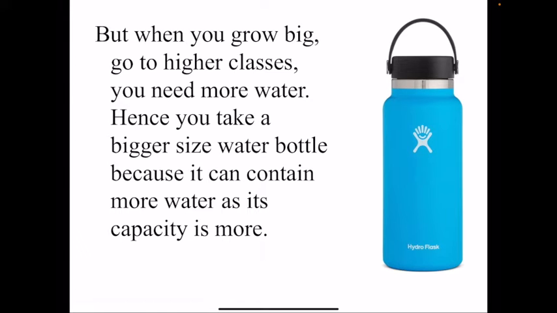As you grow big, you go to higher classes, you need more water to drink, and then you tell your mommy, this water is not sufficient for me, it finishes off in the second period only, and I have to remain thirsty, or I don't have the water to drink. So what your mother does? She gets you a new bottle, a bigger bottle. Yes or no? So we take a bigger size water bottle because it can contain more water. Why? Because its capacity is more. Okay, children? Have you understood?